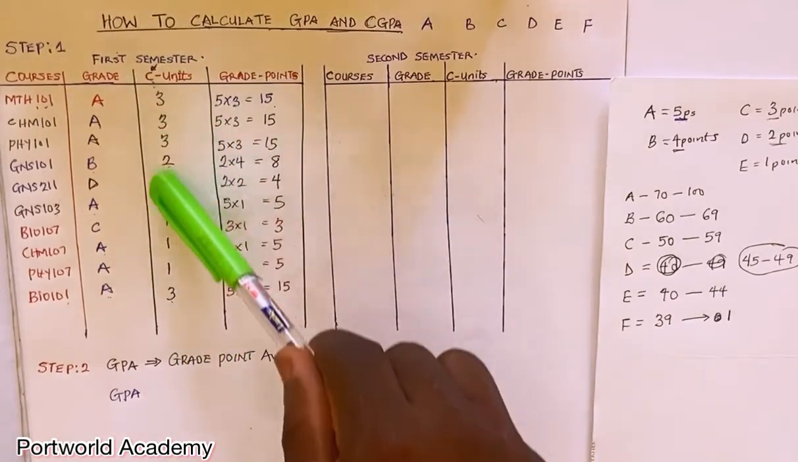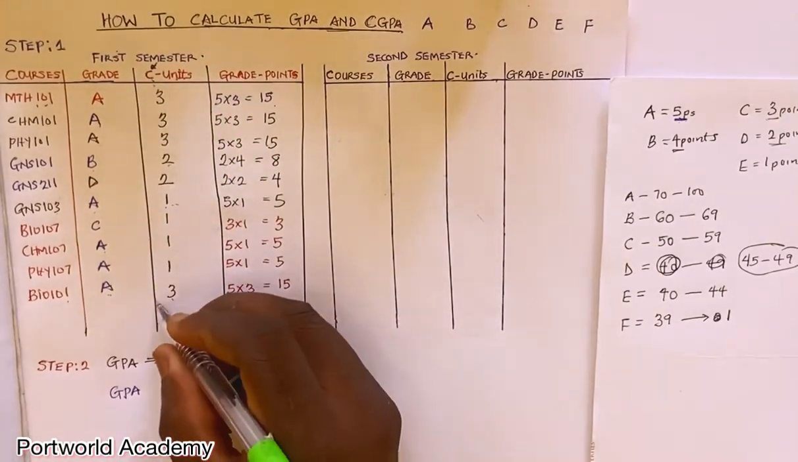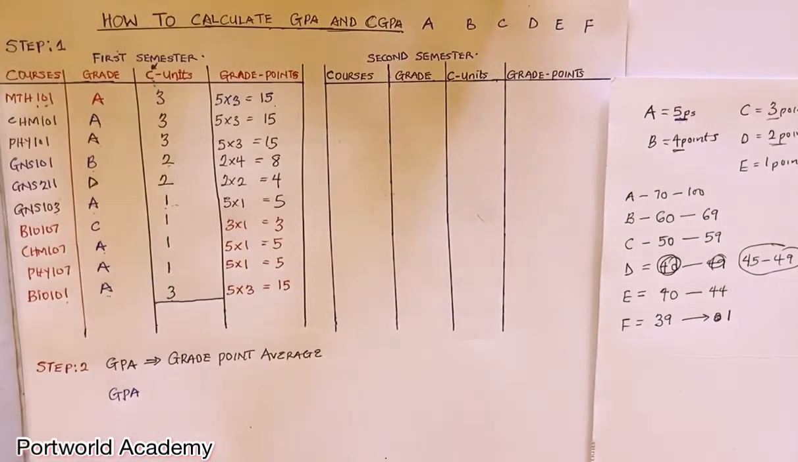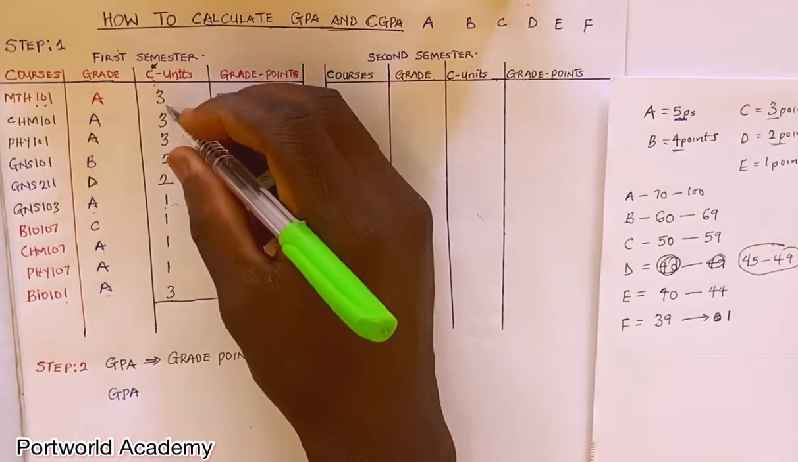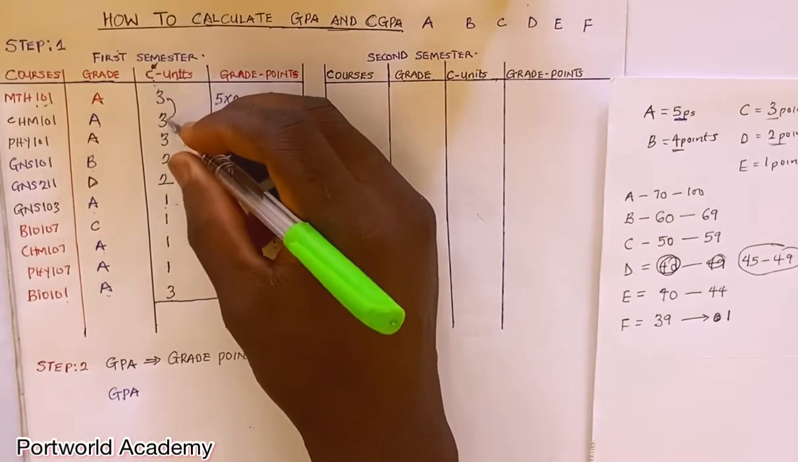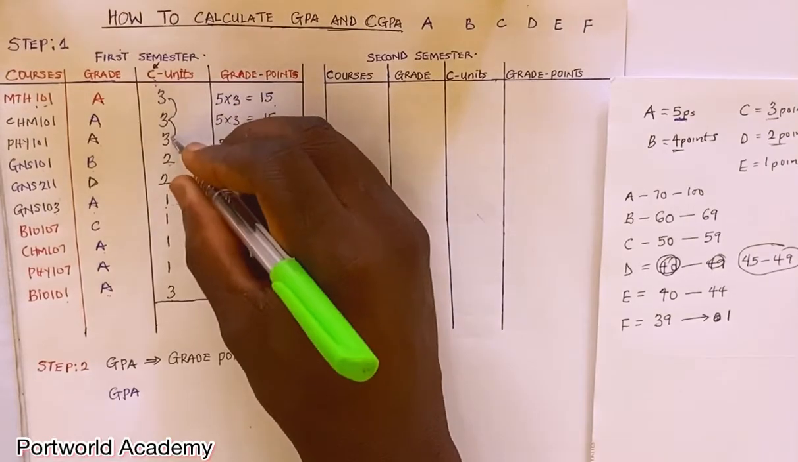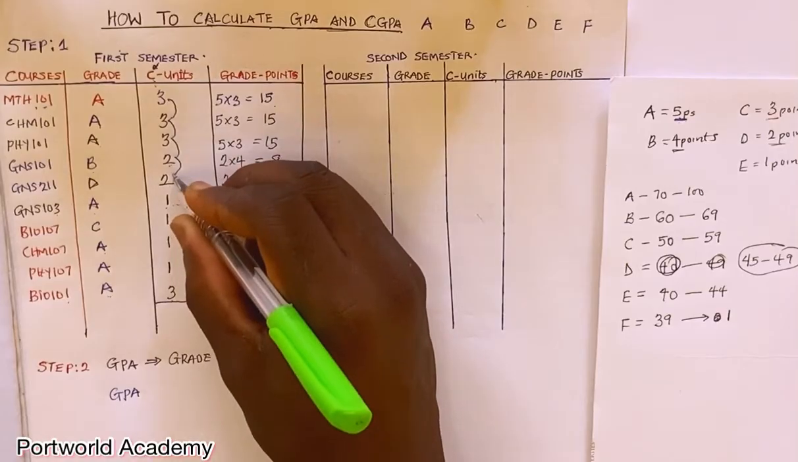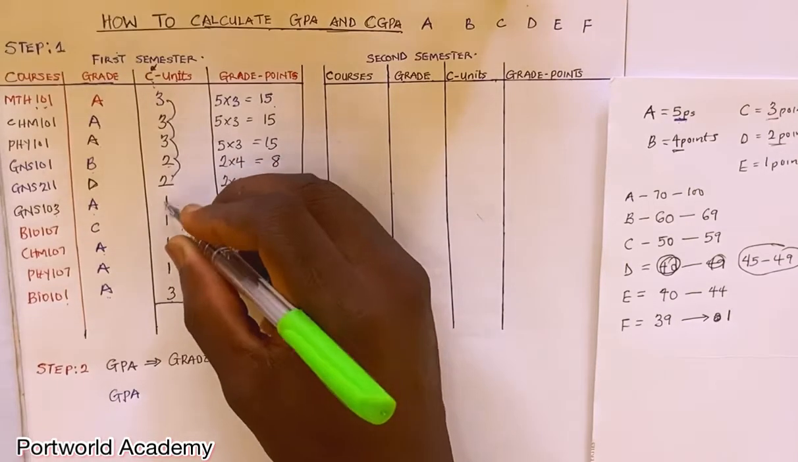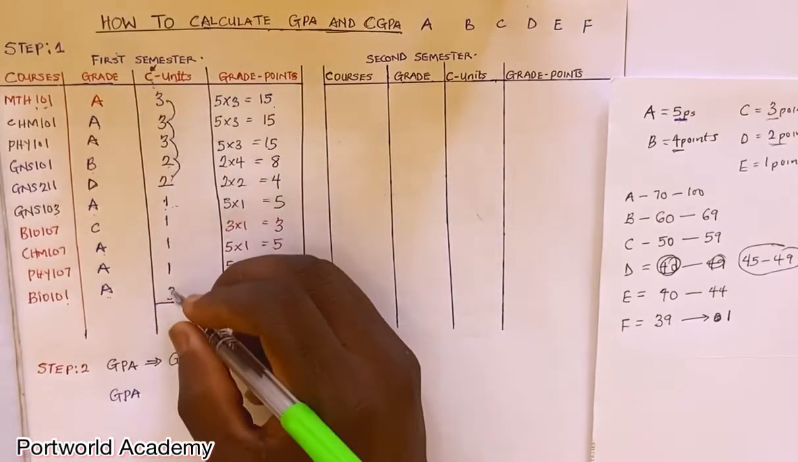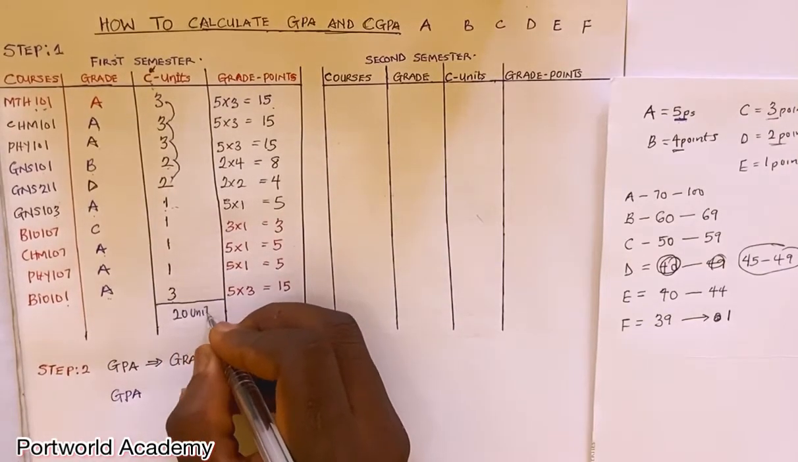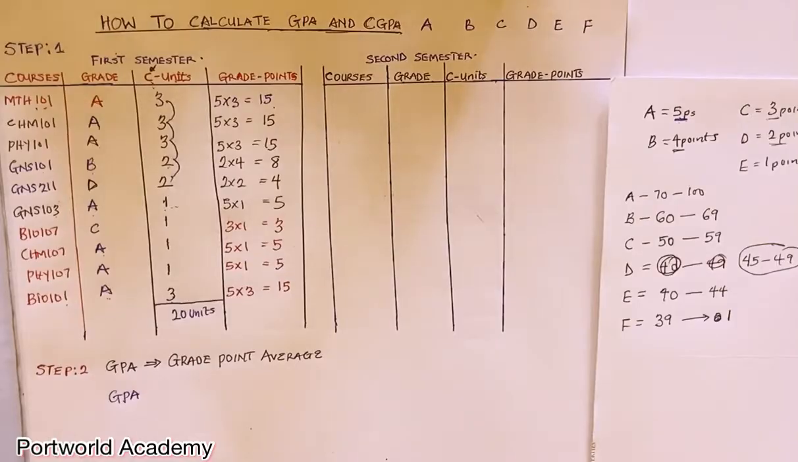You sum up everything that you have here. You add them together. That is the total course units that you are offering for the semester. Then you add this plus this. That's 3 plus 3 is 6. Plus this, that's 9. Plus this is 11, right? Then plus this, you're having 13. So 14, 15, 16, 17. Then everything here is 20 units. That means you are offering 20 units of courses.